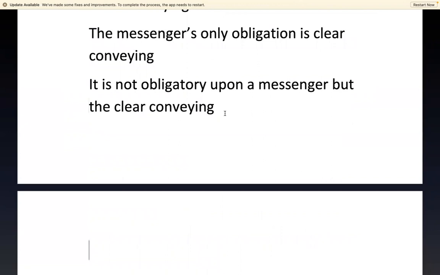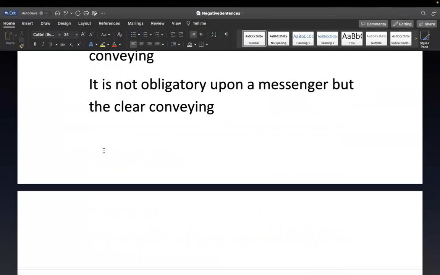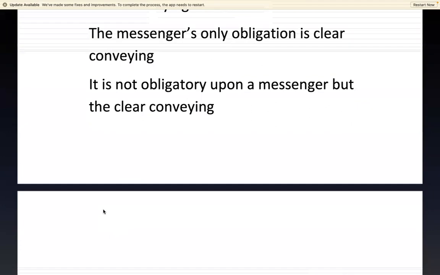You are able to see the screen properly? Yes, Bilal bhai, yes.